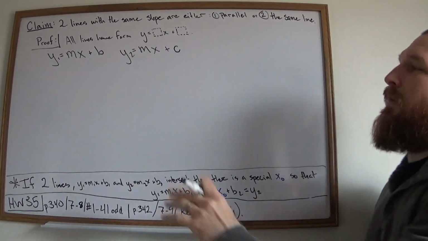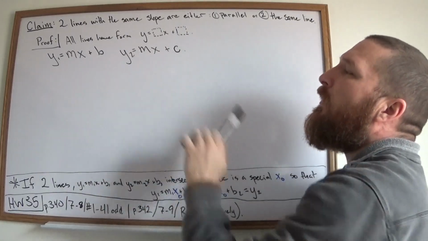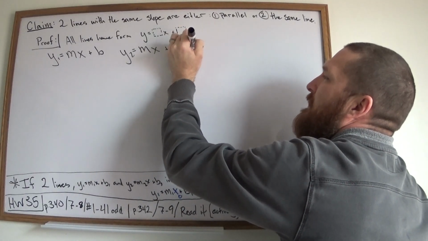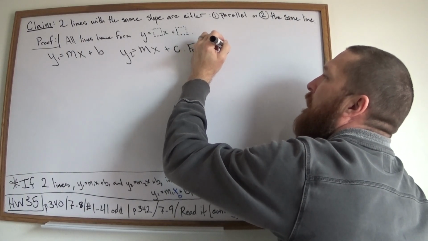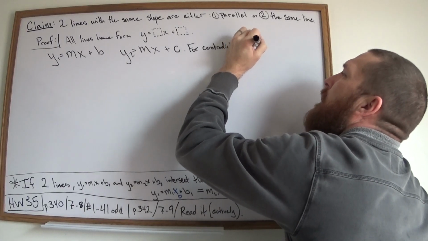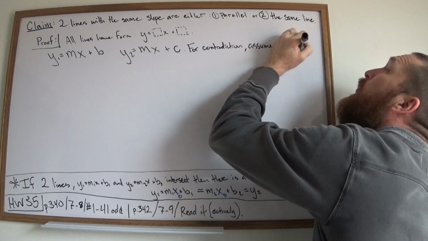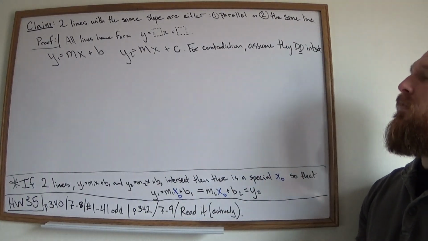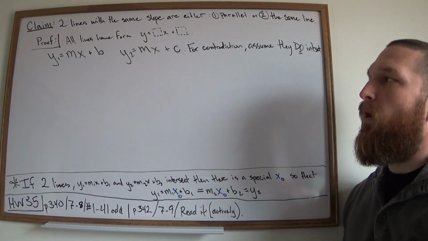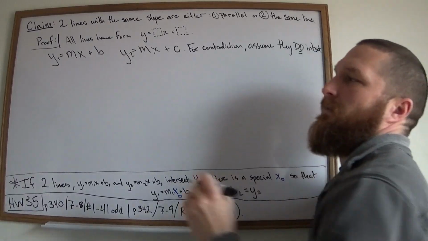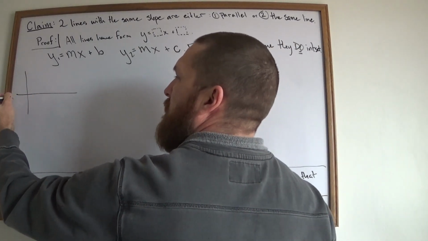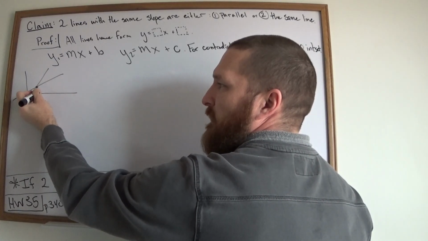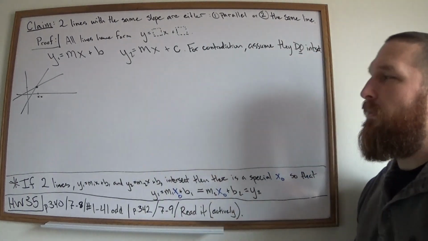Now before we continue, let's graph these in general. Before we do that, I'm going to say explicitly, for a contradiction, assume they do intersect. We're going to say, these two lines have the same slope. Let's just assume that they do intersect somewhere, same thing we did a minute ago. We have two lines, this one and this one, and they intersect somewhere, at some special value of x0, where the outputs are the same.